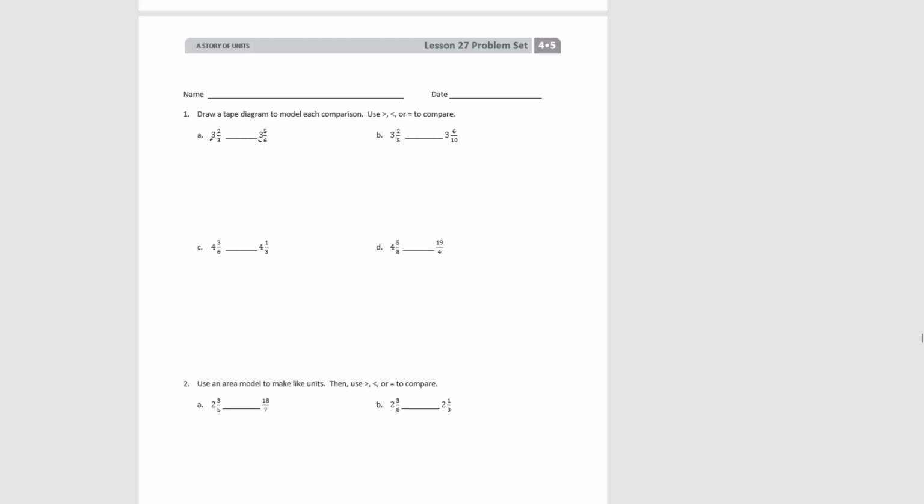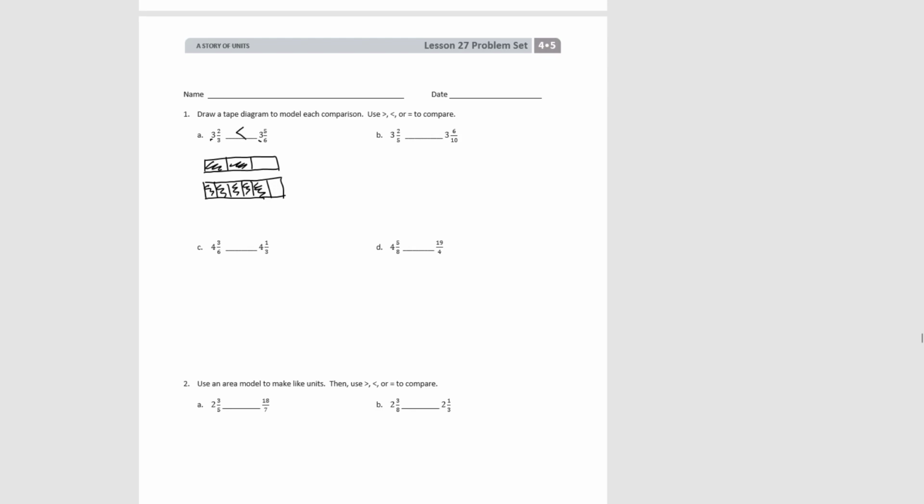So for A, our whole number parts are the same. So we're going to compare our fractional parts. And we'll start out with 2/3. And then we'll show the same size whole divided into 6 and shade 5/6. And we see that 5/6 is greater than 2/3. So 2 2/3 is less than 2 5/6.